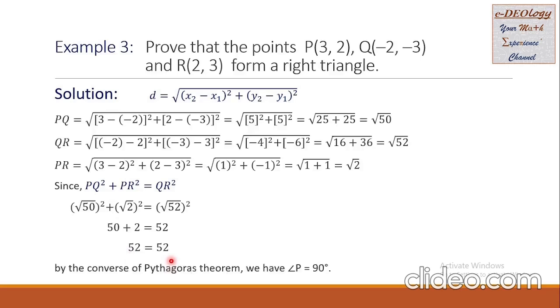By the converse of Pythagoras theorem, we have an angle P that is 90 degrees. Therefore, the triangle PQR is a right triangle.